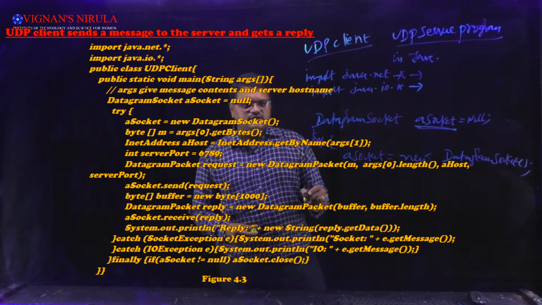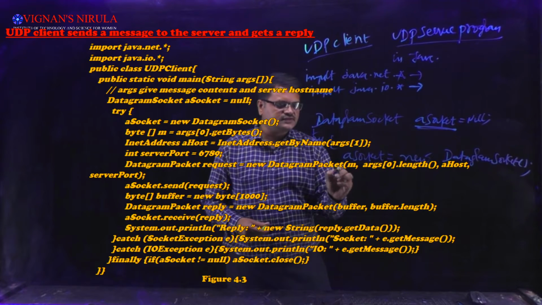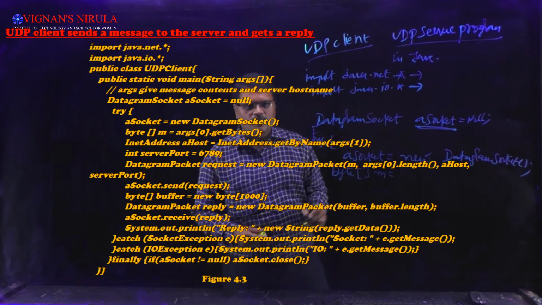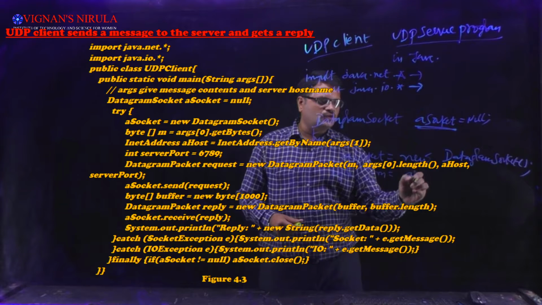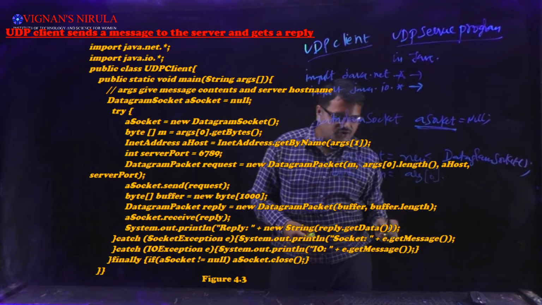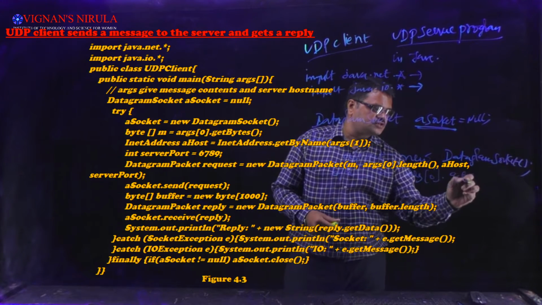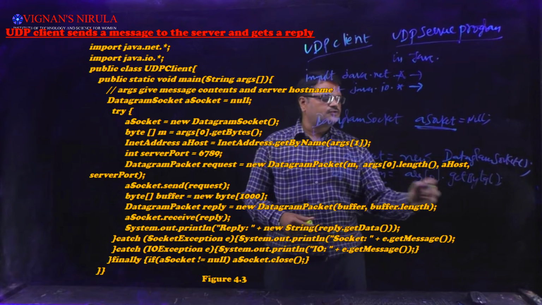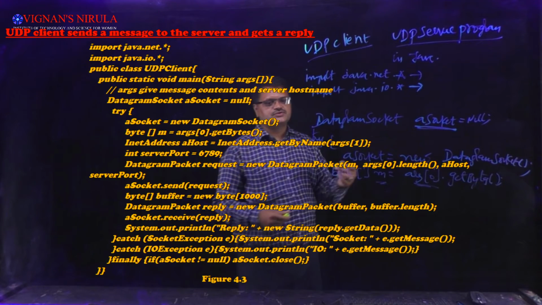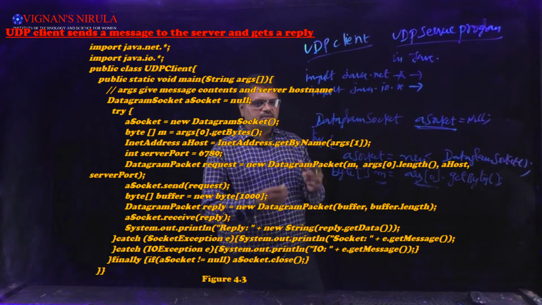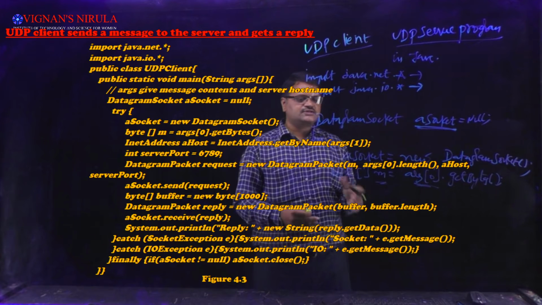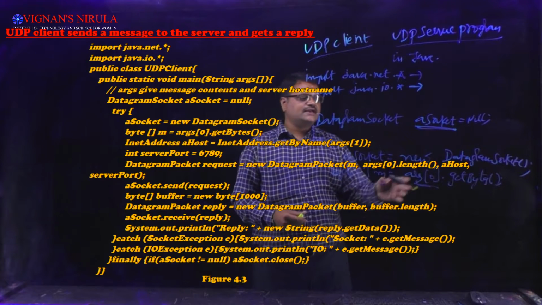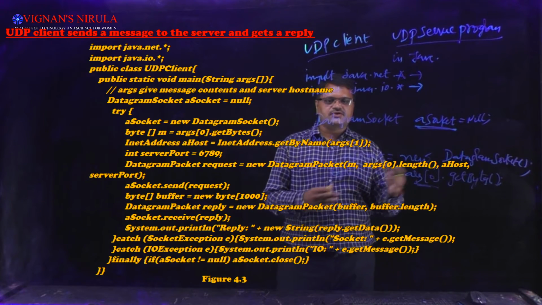After this, whatever the message you want to transfer, that is nothing but bytes. So byte m equal to args[0].getBytes. So getBytes is the function which we will use. So args[0] means whatever argument you pass at runtime, immediately after the client. So let's say client, immediately whatever message you pass, that is treated as the message which you want to transfer from sender to the receiver.